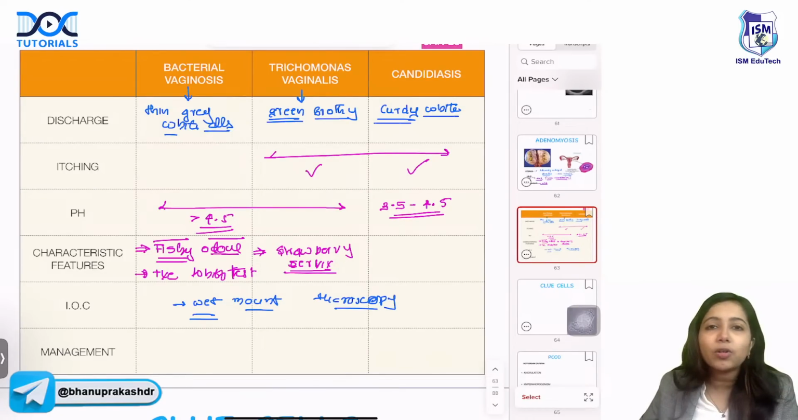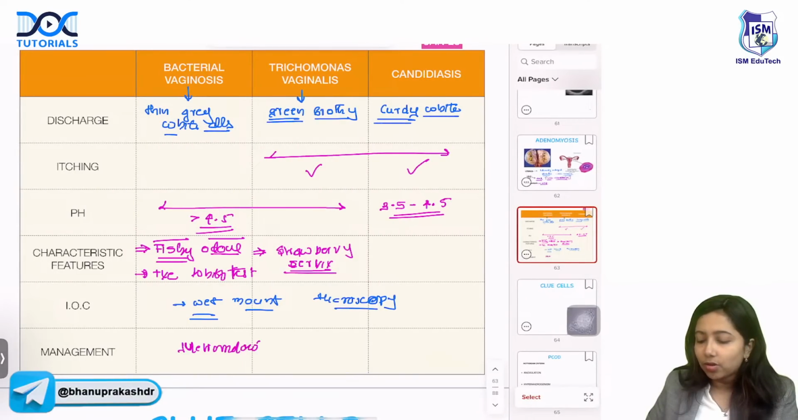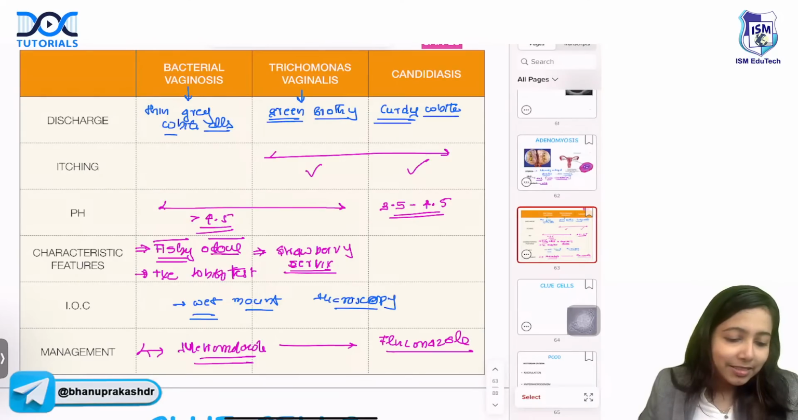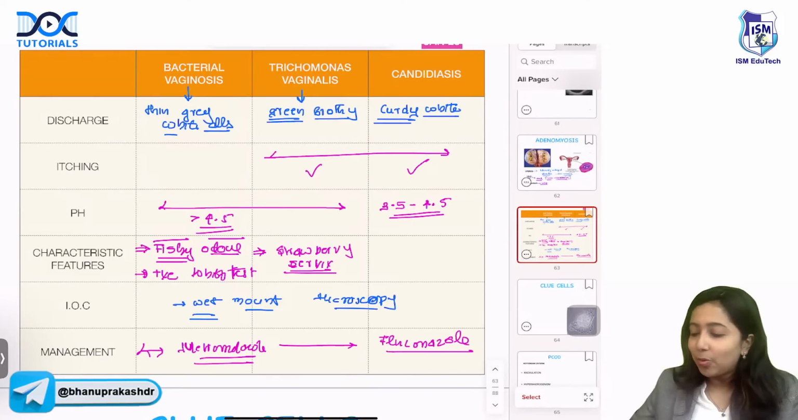What is the drug of choice in bacterial vaginosis? Very good. It is metronidazole. I'm basically going to treat with metronidazole, whereas in case of candidiasis, the treatment is fluconazole. It is fluconazole. Yes. Someone has very rightly mentioned about clue cells.